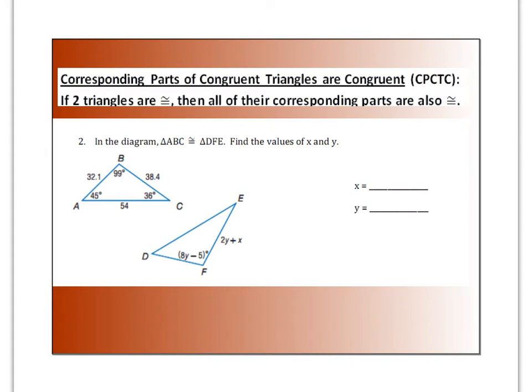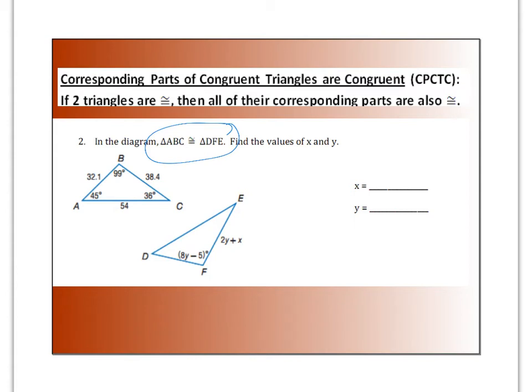So this is a really cool theorem. It says corresponding parts of congruent triangles are congruent. So if you have two triangles that are congruent, then all of their matching parts also have to be congruent, or equal to each other. So look at number 2. In the diagram, triangle ABC is congruent to triangle DFE. Find the values of X and Y.